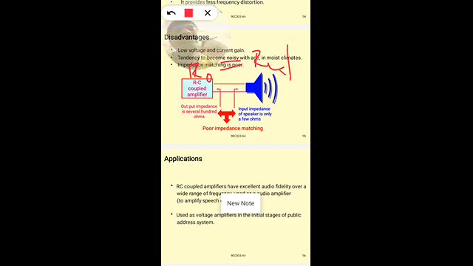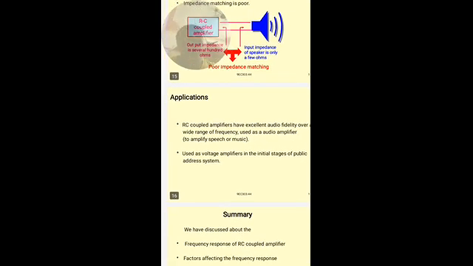Because RL is very low and R0 is very high, there is improper impedance matching, so maximum power will not transfer from the output of the amplifier to the load. So this is the drawback of an RC coupled amplifier, poor impedance matching.